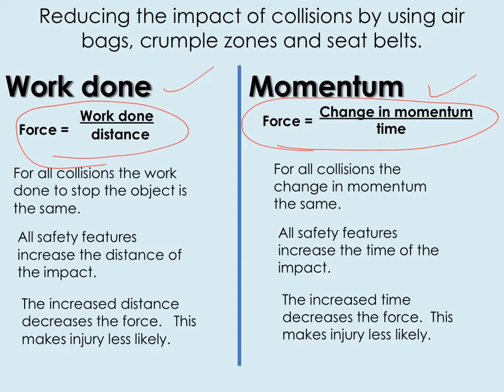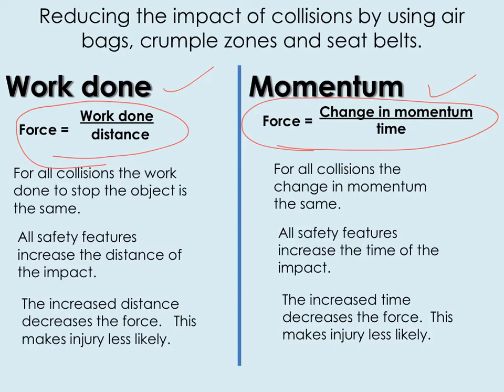So if we look at the work done method first, for all collisions the work done to stop the object is the same. So the same energy transfer. You'll be travelling at a certain speed, that'll give you kinetic energy. In a collision, that kinetic energy is going to be all dissipated away and turn into other forms of energy. So kinetic energy is going to change to zero. So your work done, your change in energy, is the same.